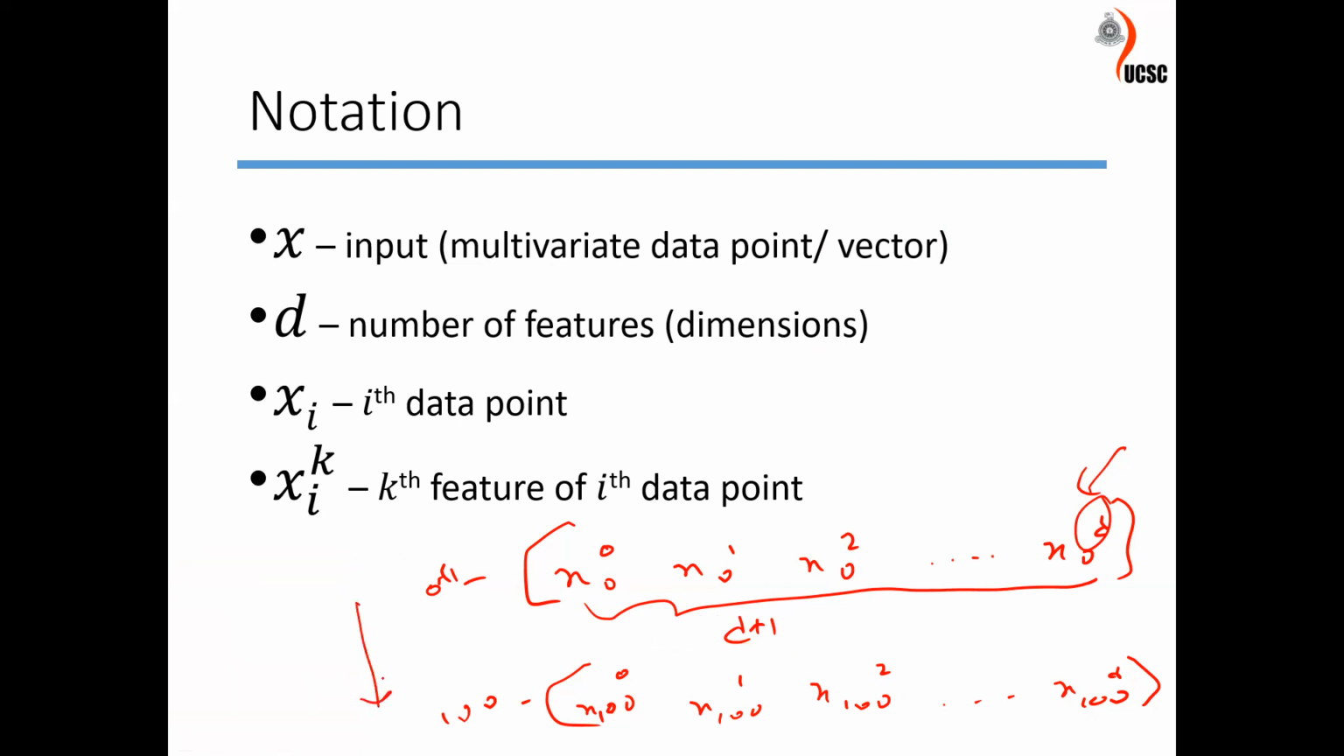Then, if we have n number of data points, then we have n number of data items. That basically means xn0, xn1, xn2, up to xnd. So this is the nth data point. So by the subscript we give the data point, and with the power we give the dimensions.